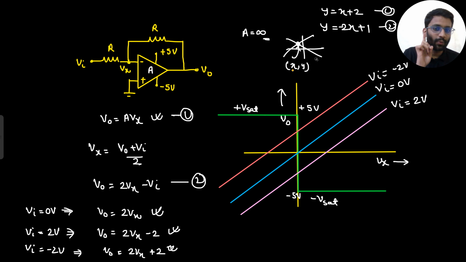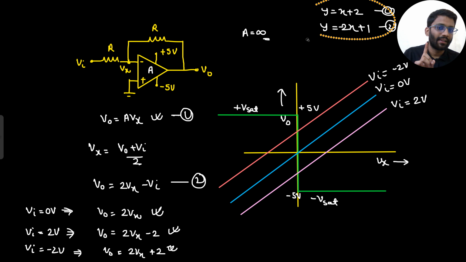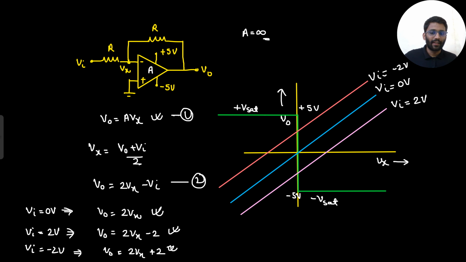Now I have made two graphs between V0 and Vx. And where my graphs are cutting, for V in equals 0 volt, this is where my graph is cutting. Tell me, at this point what is the value of V0 and Vx? Both values are 0. When V in is 0, the graph is cutting at this point, where both Vx and V0 are 0.